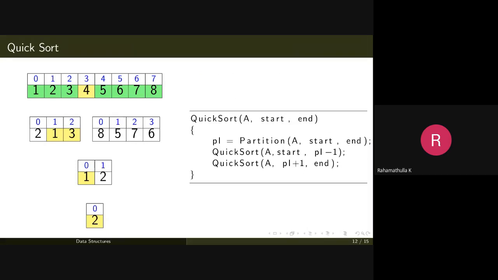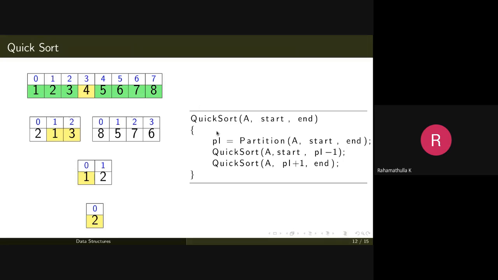This is the quicksort algorithm. It's a very simple algorithm. The only thing is that there are two recursion calls to the quicksort algorithm itself. So here we are passing the array A, the initial array, and we'll be passing a start pointer and an end pointer. Initially the start value will be 0 and end will be 7, the first and last index in the array.